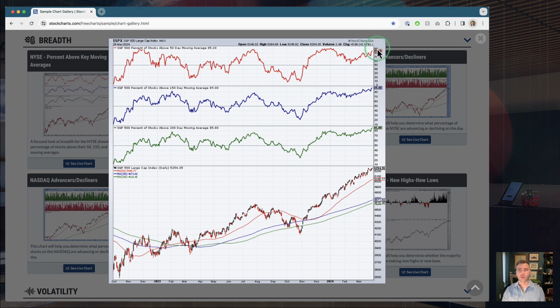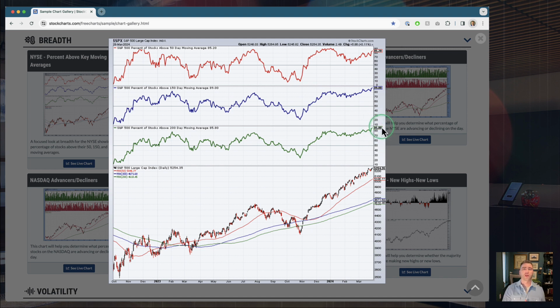What we can see on the right side of this screen is we've got 85% right now of the S&P 500 trading above its 50-day moving average. We've got 89% of stocks in the S&P 500 trading above their 150-day moving average. And we've got, again, 85% of stocks in the S&P 500 trading above their own 200-day moving average. Those are very strong numbers, very high numbers, things that we like to see when times are very bullish.